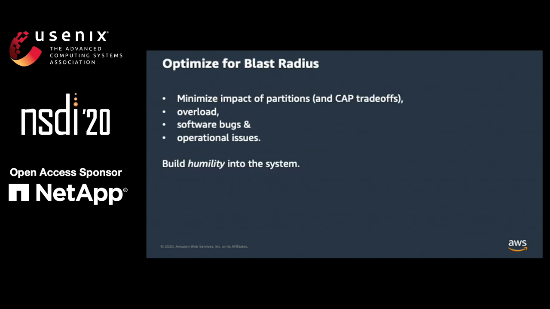And so this idea of optimizing for blast radius goes beyond just the architecture. So we talked about CAP trade-offs, but there's a whole lot else going on here that we talk about in the paper. Overload, for example. If you have one big system, it is likely to all become overloaded at the same time, and so that's a large blast radius. So partitioning things up reduces that kind of blast radius. Software bugs. We've heard a lot about deployment practices today. Fantastic work.